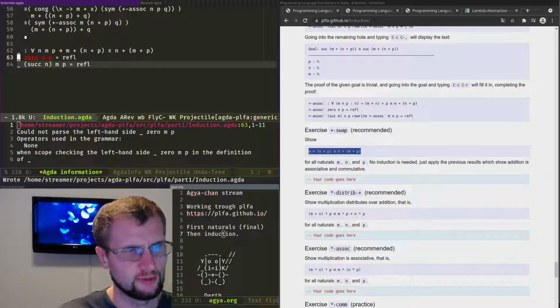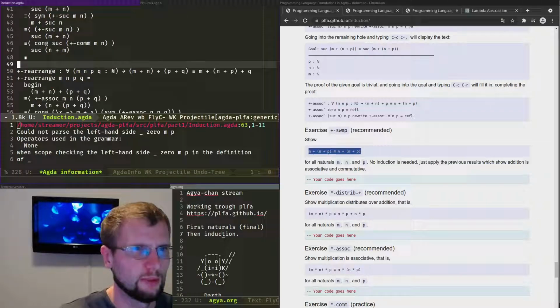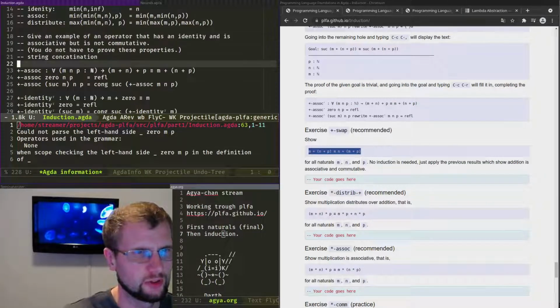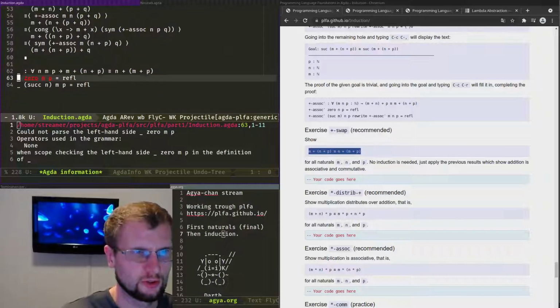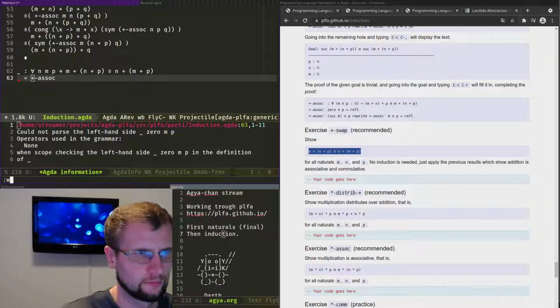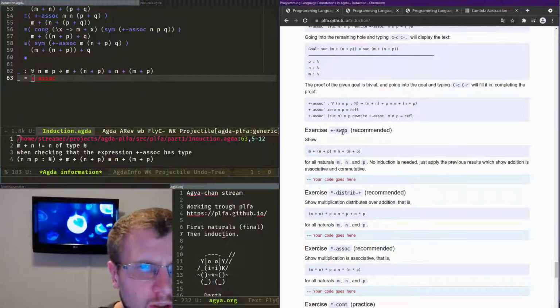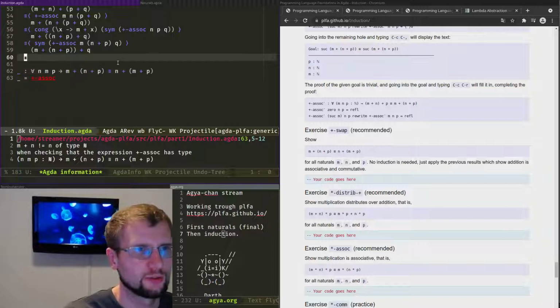Not parse left hand side of the grammar. MP. I'm not sure. Zero and you just got assoc, right? N plus P. I think swap is just assoc. Plus minus swap. Oh, we don't know the type. Right, of course.